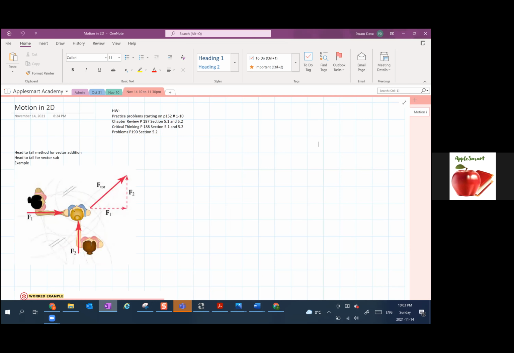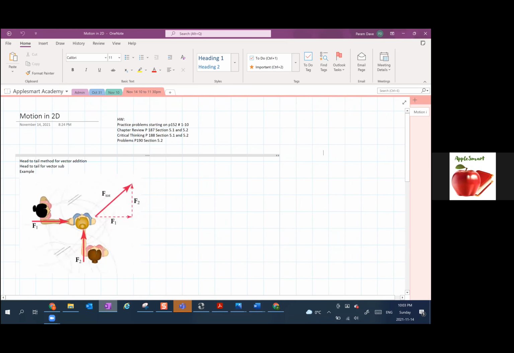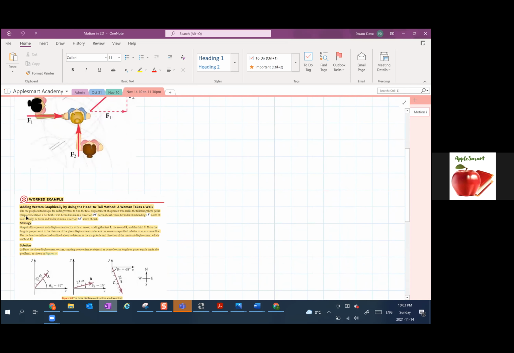4D even. And so it only makes sense to extend our understanding of forces and all other vectors like velocity and acceleration in the realm of 2 dimensions. And so that's what this chapter is going to be all about. And so we're going to study what's called the head to tail method for vector addition, head to tail method for vector subtraction, and then we're going to take a look at some problems today.